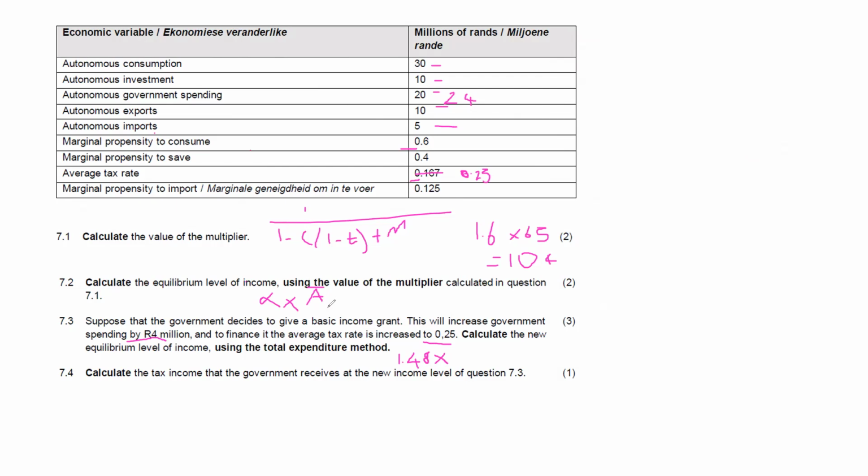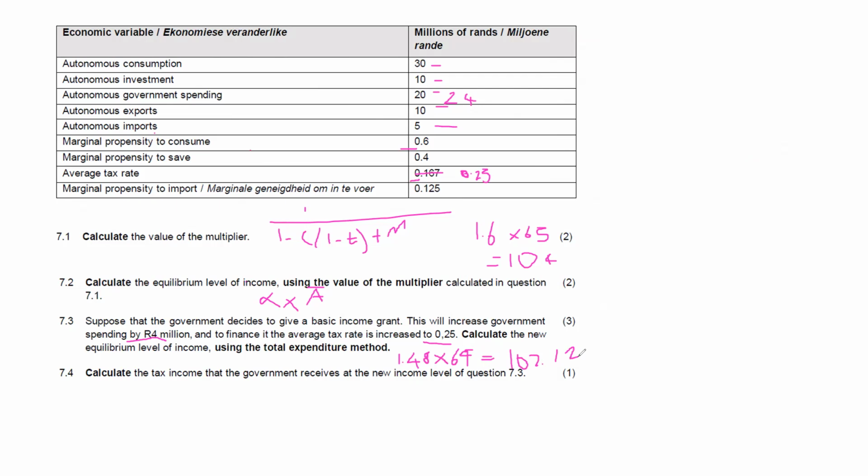Then multiply by our autonomous aggregate expenditure, which is autonomous consumption 30, plus autonomous investment 10, plus autonomous government spending. Remember, it's no longer 20, but 24, because they said it increased by 4 million. So 20 plus 4 is 24. Plus autonomous export, which is 10, minus 5 for import. So I'm getting 69. We multiply that by 1.48: 69 times 1.48 equals 102.12.